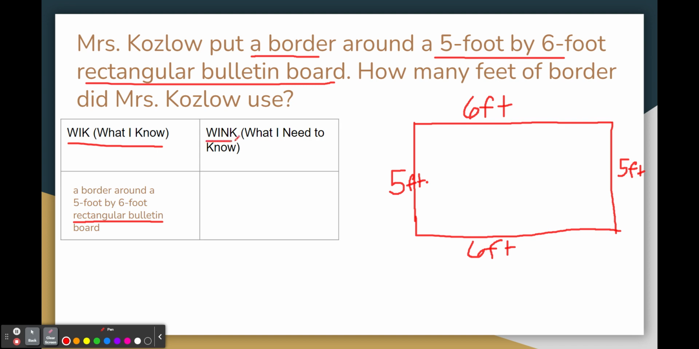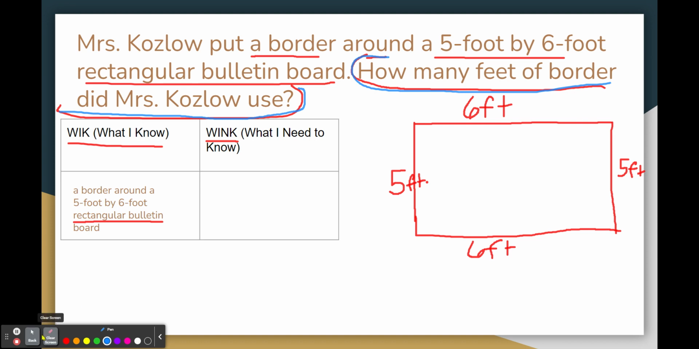Now, what do I need to know? So what I need to know is how many feet of border did Mrs. Cowslow use? Right, let me actually start this in a different color. So how many feet of border did Mrs. Cowslow use? So that is our WINK. Now, if we're looking for the border, that means it's going to go on the outside of our edge.